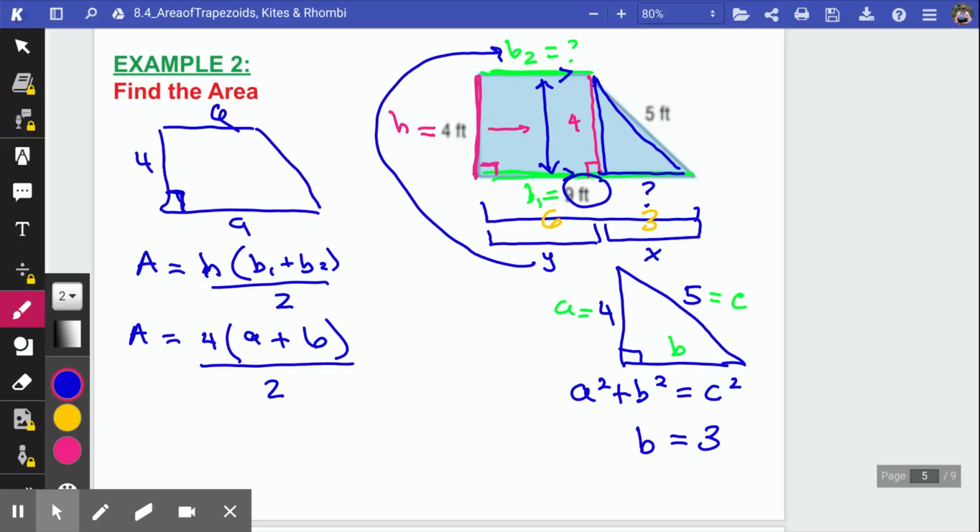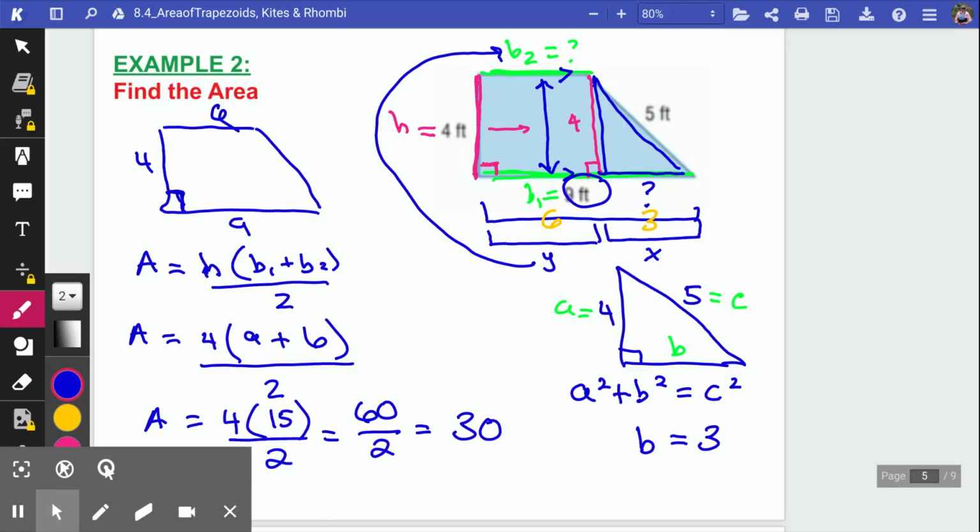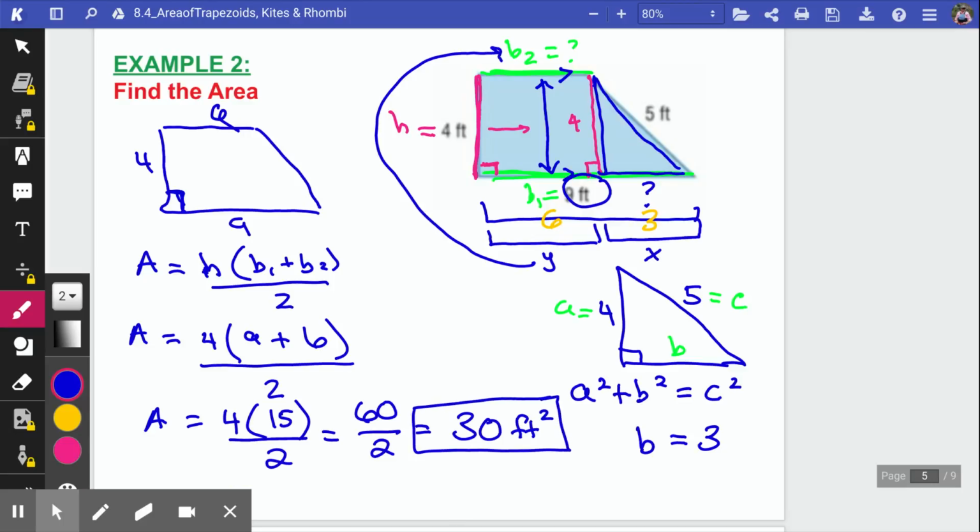So pause the video and see if you can calculate the area of this trapezoid. So when I did my calculations, I got that the area is 30 and my units are feet, so that is feet squared. So the area of this trapezoid is 30 feet squared.